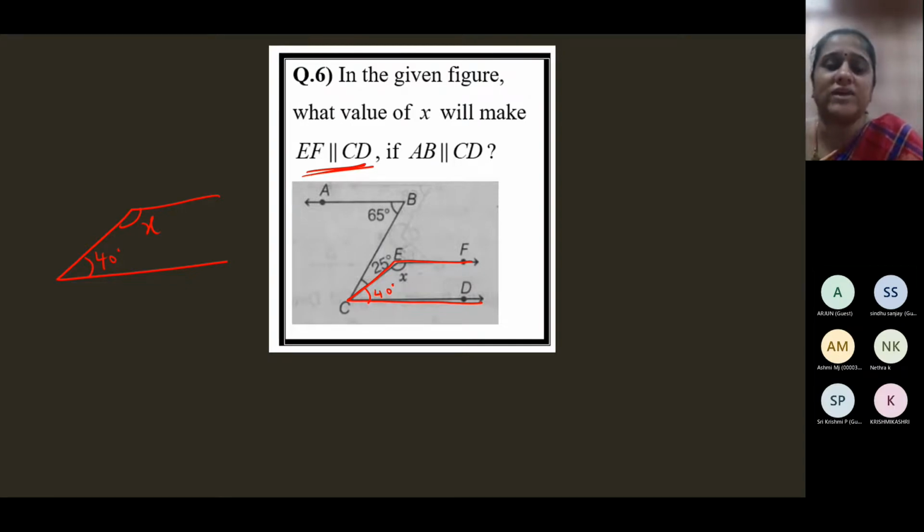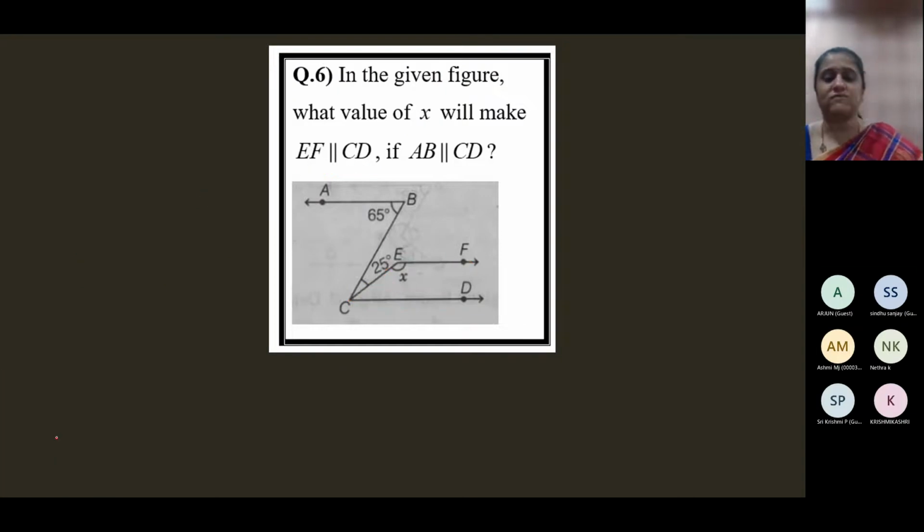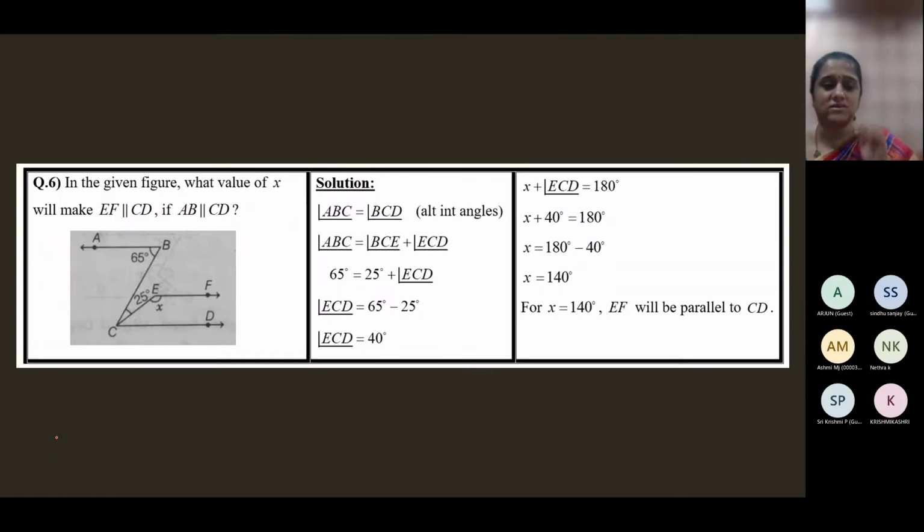So what should be the value of X? X should be 140 degrees. If X is 140, 140 plus 40 is 180. Co-interior angles are supplementary, then EF should be parallel to CD. So the question is what should be the value of X so that EF is parallel to CD? X should be 140 degrees. So you can see the answer here, children. Exactly what I explained. Please write it down.